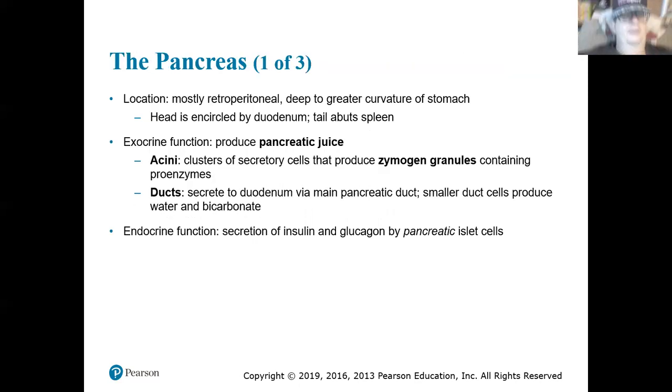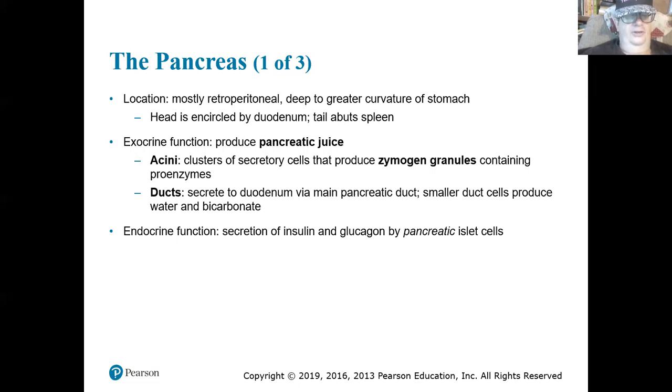All right, now we talk about the pancreas. It is mostly retroperitoneal. That means it is behind the peritoneum. It is behind that parietal serous membrane, at least partially. It's deep to the greater curvature of the stomach. The head is encircled by the duodenum of the intestine. The tail is by the spleen.